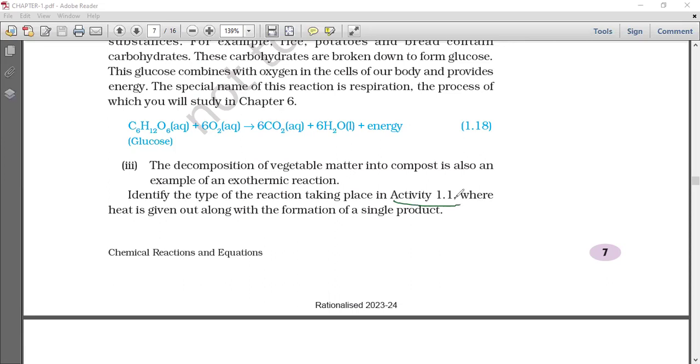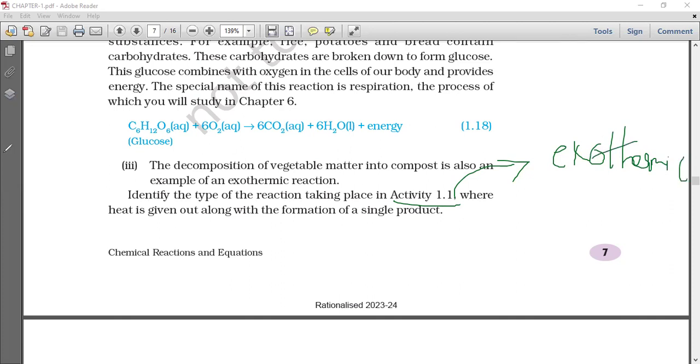So what is activity 1.1? We have burned the magnesium ribbon, right? Burning of a magnesium ribbon. When you burn a magnesium ribbon, you are using heat energy. So of course, it is also an exothermic reaction. Okay, so where should you write this one? You should write it on the first page.